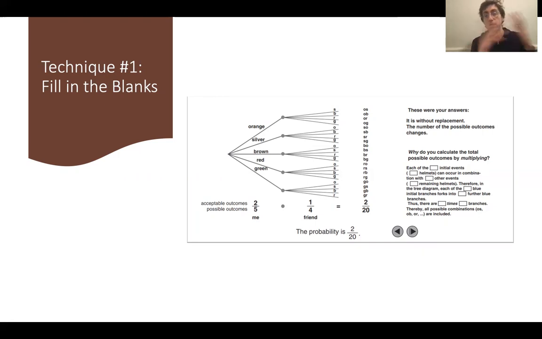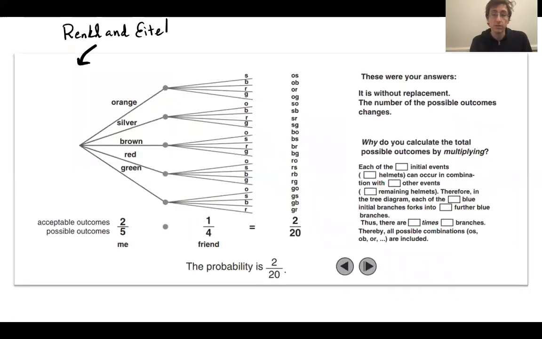So each of the blank initial events, 1, 2, 3, 4, 5 initial events, 5 helmets, can occur in combination with 4, I guess, other events, 4 remaining helmets. And they're just going to fill in the numbers here. This is a larger version of this, so it's easier to see. We might leave out more significant things, though, if we wanted students to practice explanation. And I've done this in my teaching sometimes.